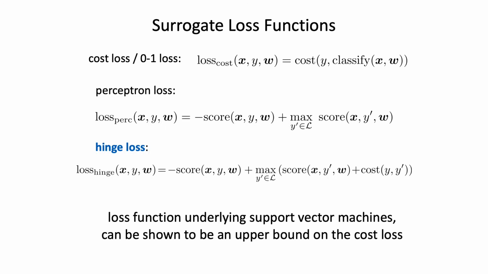The next loss we'll talk about is Hinge loss, which resembles the Perceptron loss except for the presence of this cost function within the max. Hinge is well known as being the loss function underlying support vector machines and large margin learning more generally. It can also be shown to be an upper bound on the cost loss.